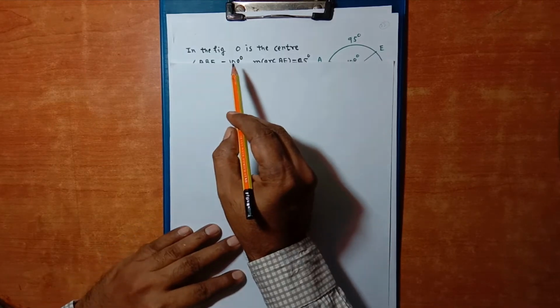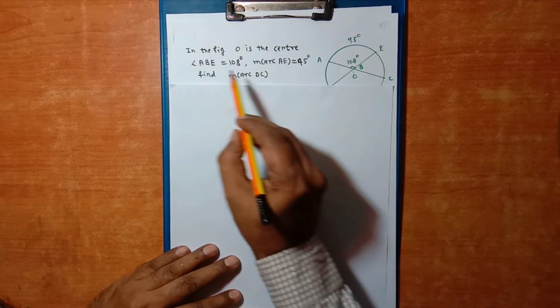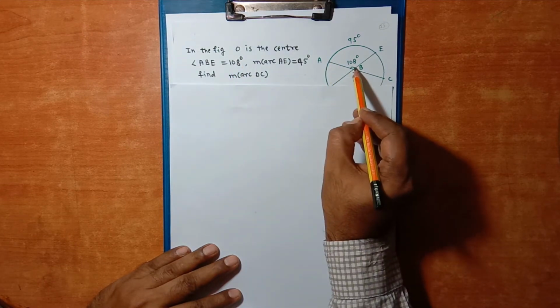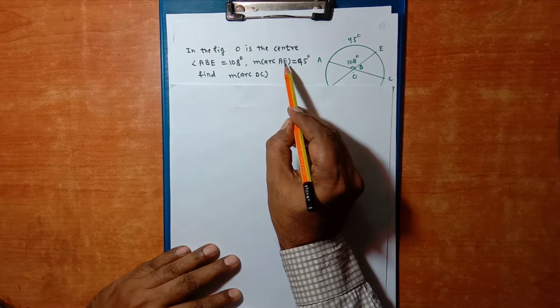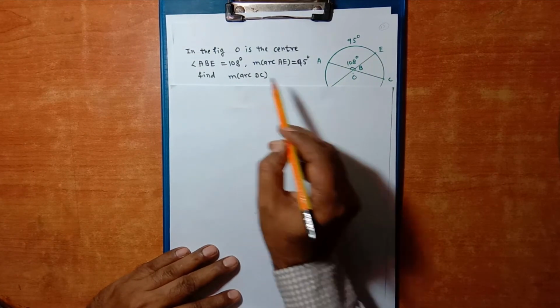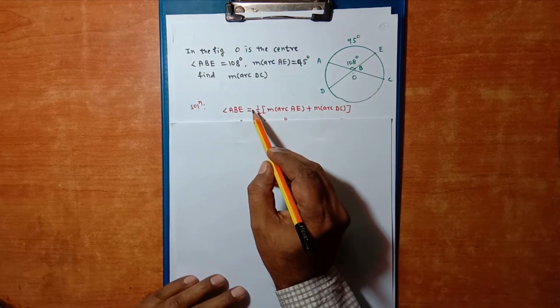In the next example, in the figure, O is the center. Angle ABE is 108 degrees. Measure of arc AE is 95 degrees. Find arc DC. Now let us go for the solution.